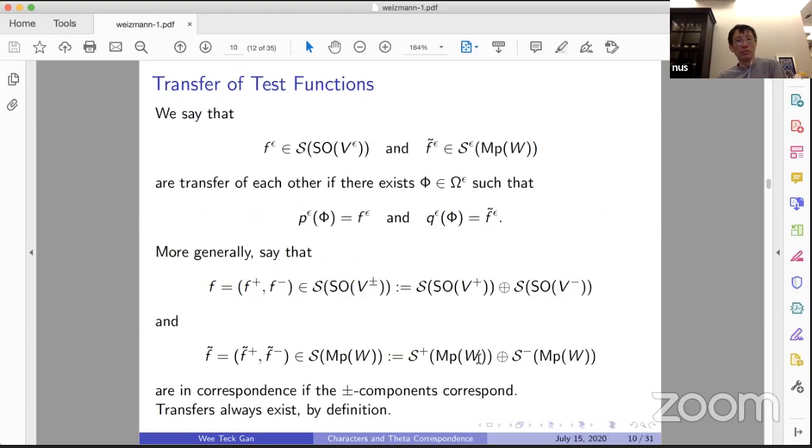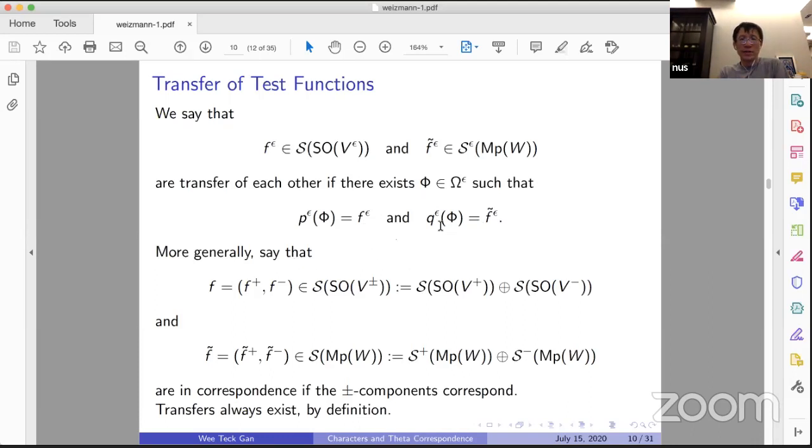Okay. Now we can define the notion of transfer. So if you give me a function on SO and a function on MP, I say they are transfers of each other if there is a phi in capital Omega that maps to F on one side and F tilde on the other side.